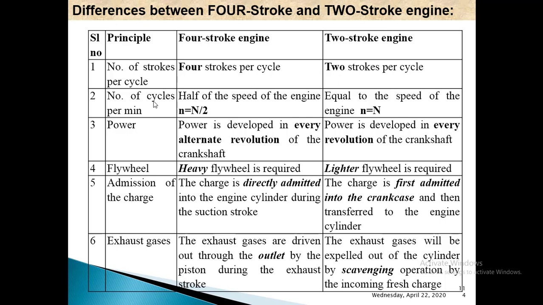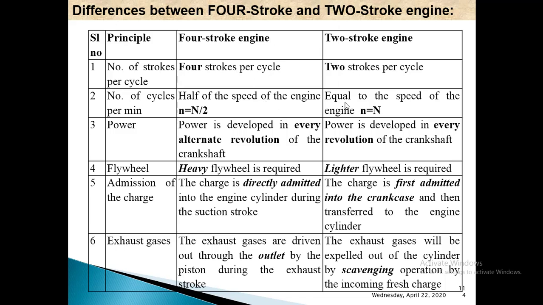Next, the number of cycles per minute. This is the second parameter. So what will be the number of cycles per minute? It is equal to half the speed of the engine. If the speed of the engine is around 1000 rpm, then the number of cycles is equal to 500, because in the four-stroke engine, the crankshaft has to finish two complete revolutions to complete one cycle. That I told when I was explaining the four-stroke engines. So the number of cycles per minute in a four-stroke engine is equal to half the speed of the engine. If the speed is 1000 rpm, then the number of cycles is equal to 500.